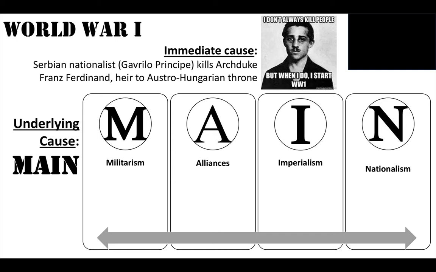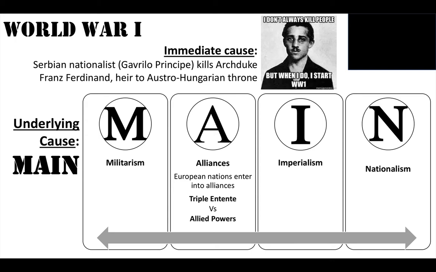Just really, really fast, because every once in a blue moon this does come up on the U.S. history Regents. The word militarism is referring to the fact that these nations of Europe, as well as the United States, had built up their military. They were very, very strong. So the idea of going to war didn't scare them, didn't worry them. They were very happy to use this military strength to engage in war.